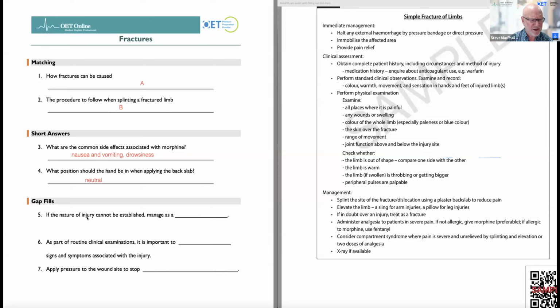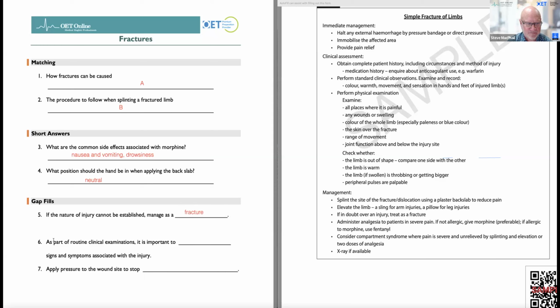How? How did they get the injury? That's what I'm looking for. And it's not mentioned up the top. Splint, elevate, sling. And then I find the words: if in doubt, there it is. If in doubt over an injury, treat as a fracture. I double check. If it cannot be established, that means there's a doubt. So treat as a fracture. Treat, manage are synonyms. So I found my answer. Take a little bit longer, that one, but I have enough common words. Manage as a, treat as a.